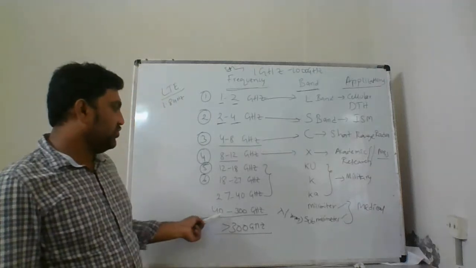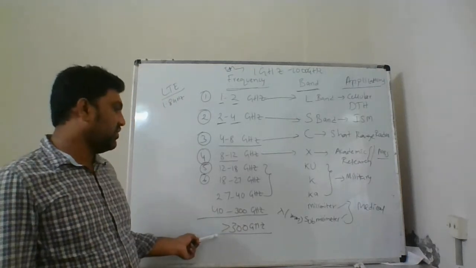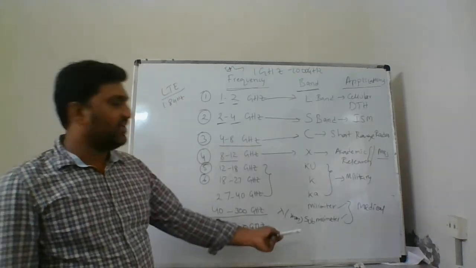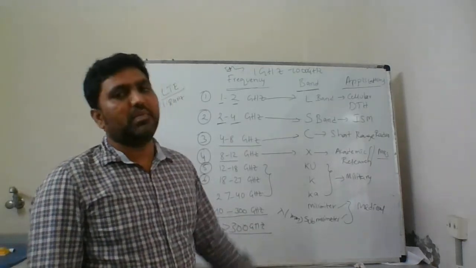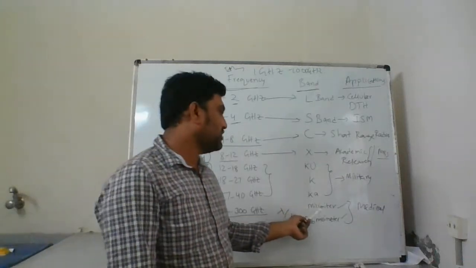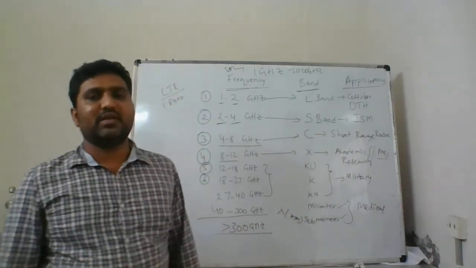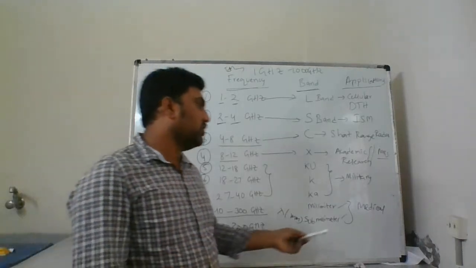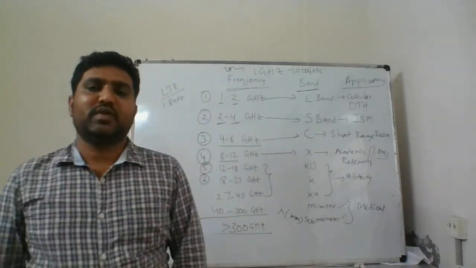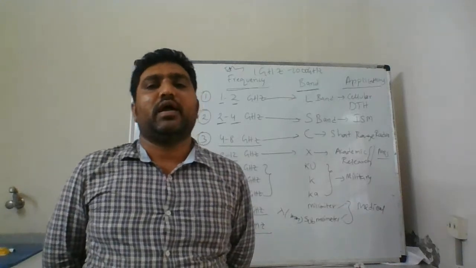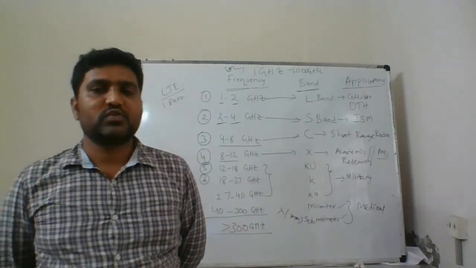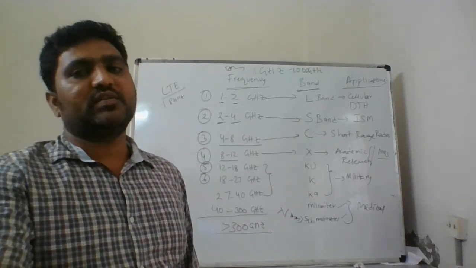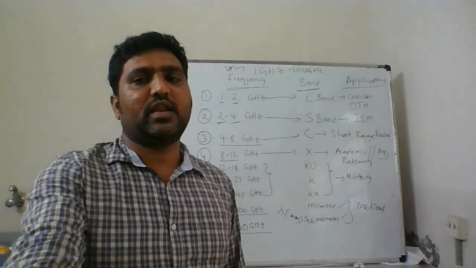Next, 40 to 300 gigahertz and above 300 gigahertz. In these two cases, the wavelength will be in millimeters. That is why these bands are called the millimeter band and sub-millimeter band. These are used for very long distance communications and also in medical image treatment, for cancer and tumors. This is the brief overview of the microwave bands. In the next lecture, we'll continue with the next topic.